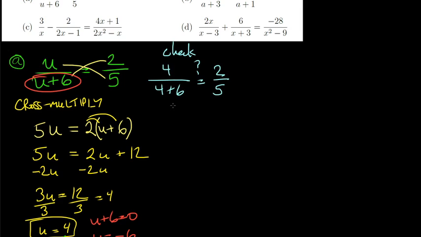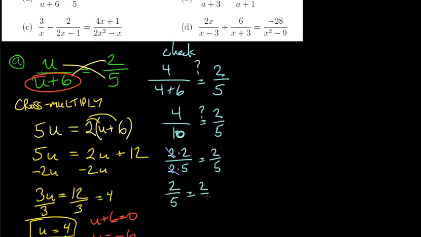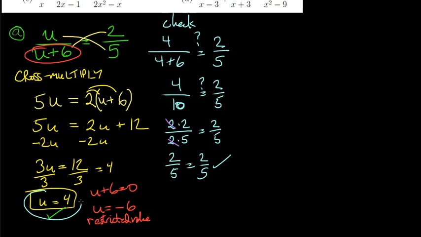Well, okay. 4 is just 4. 4 plus 6 is 10. Oops, sorry, 10. Does 4 over 10 equal 2 over 5? Of course, right? I mean, they don't look like it, but remember, 4 over 10 is not in lowest terms. So if you factor out the 2 here, right, and we can cancel the 2's, we get 2 over 5 equals 2 over 5. And now I think it's obvious that these are equal. So that means u equals 4 is correct, and we checked it.